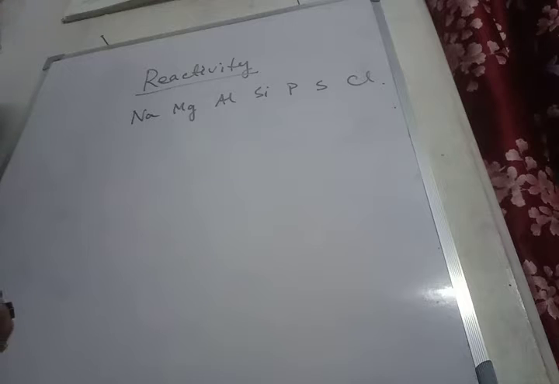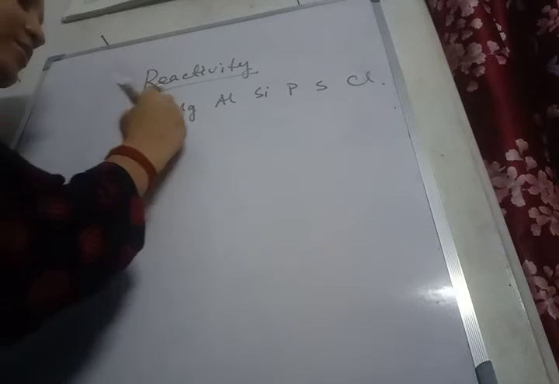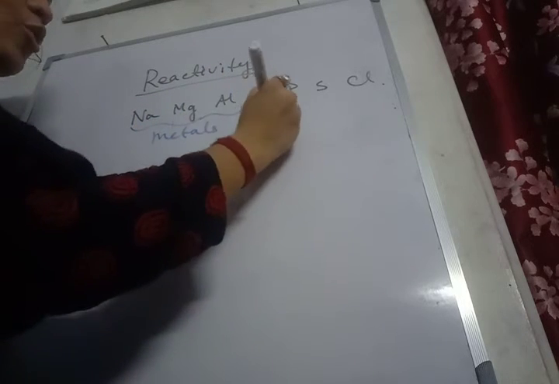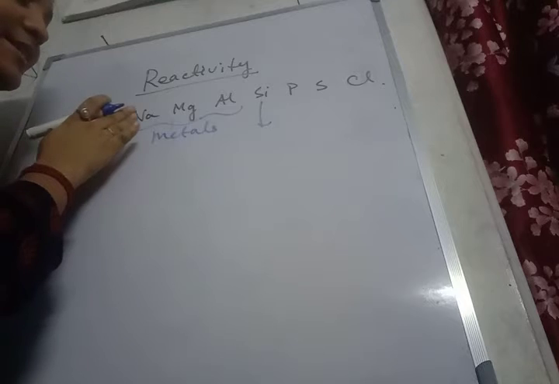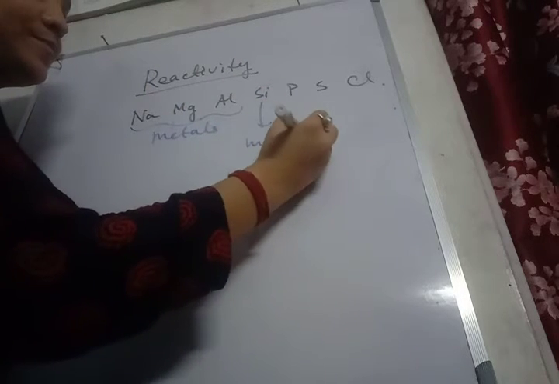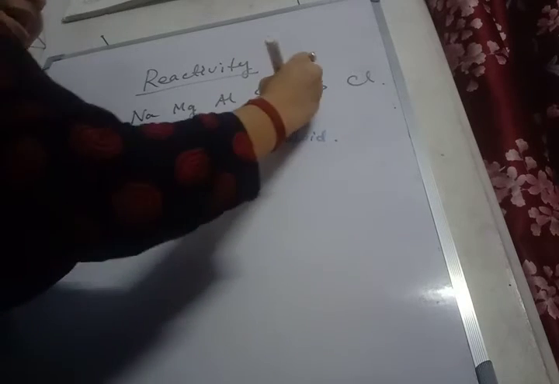If I consider this period, what do we observe? That the reactivity first decreases and then increases. If I compare their reactivity, sodium, magnesium, aluminium, they are metals. Now obviously the metallic character will be decreasing as I move from sodium to aluminium, right? So silicon is a metalloid. Then we have all the non-metals.